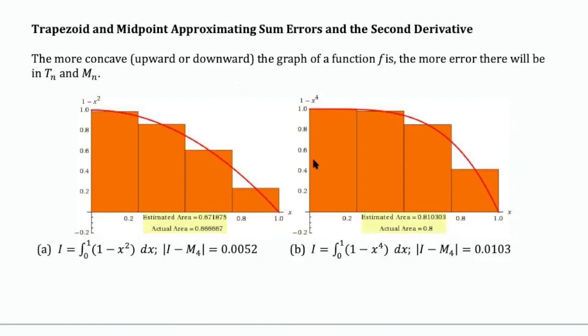So here I generated some pictures for you using the Riemann sum calculator that we've used before. I want you to notice the amount of curvature in the first graph and how it kind of bulges more in the second graph. So again, I've given you specifics here. I did midpoint sums for both of these, and you can see the error for graph A is 0.0052, and the error for graph B is 0.0103. So the more it curves, the more error you introduce.